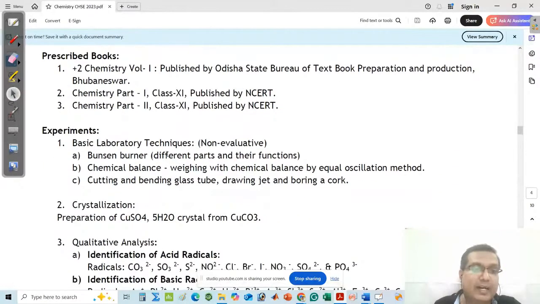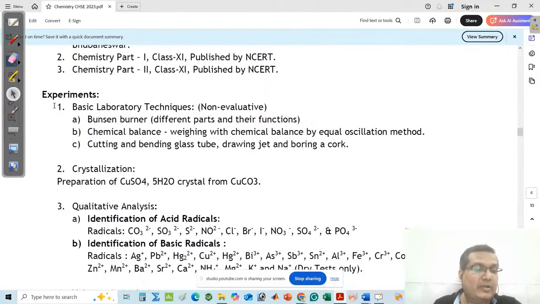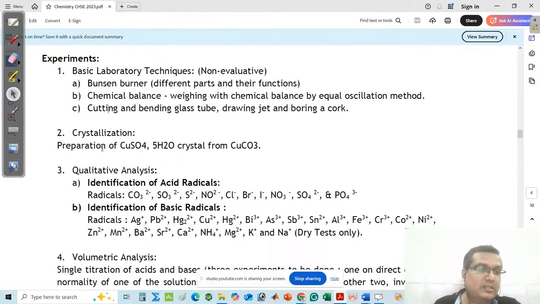Next, moving to the practical part. You have to do the experiments. These are the experiments. First experiment is basic laboratory techniques. It includes the study of the Bunsen burner. Next is the chemical balance. Next is cutting, bending glass tube, drawing a jet and boring a cork. Second experiment is crystallization. You should prepare blue vitriol, that is CuSO4·5H2O crystals, from copper carbonate.